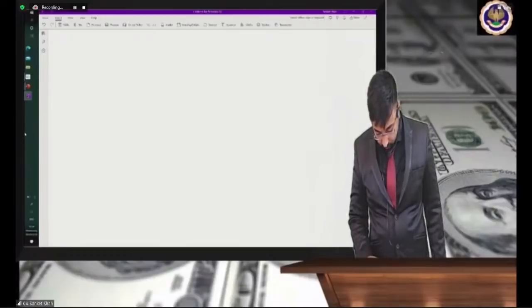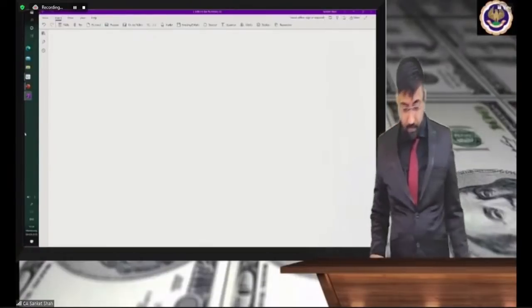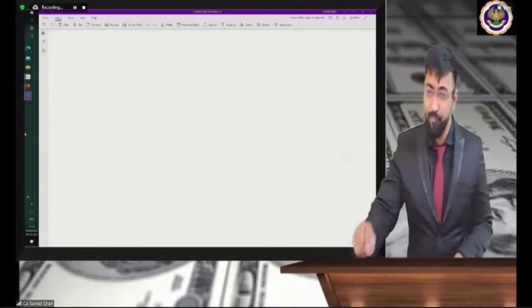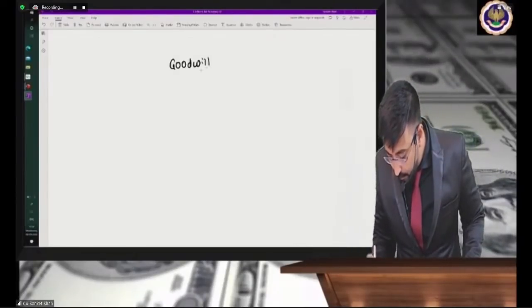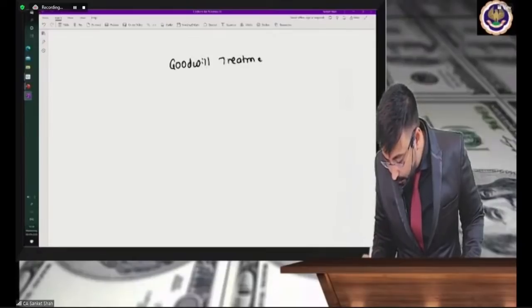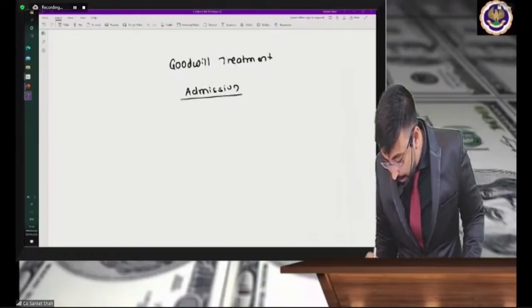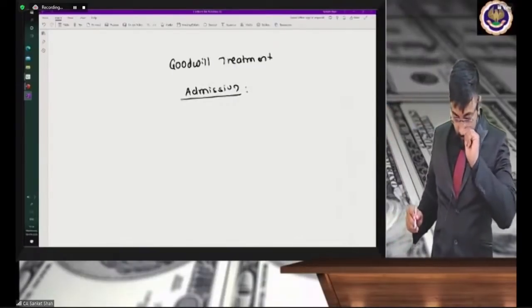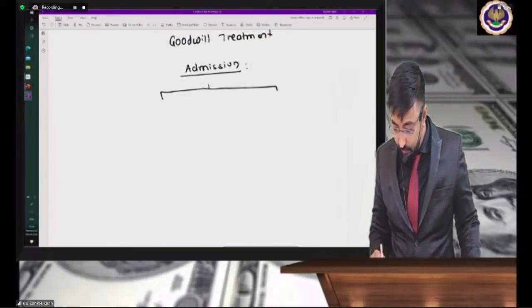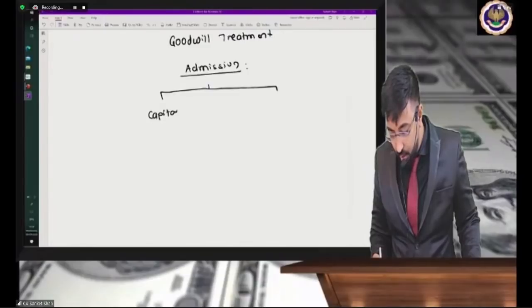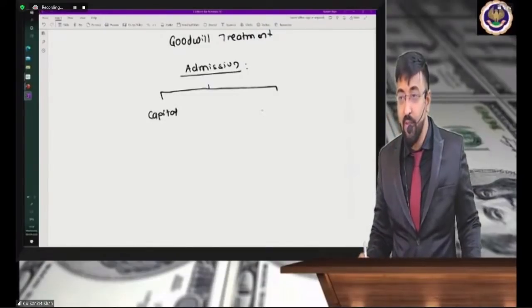Very good. Many students answered it, but the first answer was Sabina Sharma. So, goodwill treatment, write down. Goodwill treatment, admission. Divide it in two parts. Many students answered it correctly. Don't worry, I'm not going to read all the names. We have only 30 minutes and I want to explain all methods of goodwill.